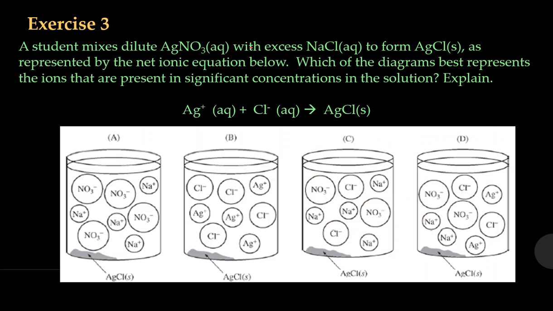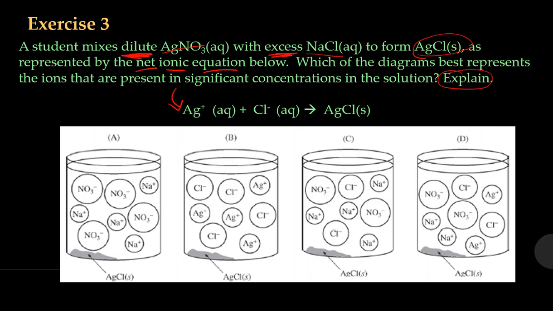All right, so looking here, exercise 3, this is another way they could represent it. Another multiple choice way. Of course, I added in the explain part. All right, so we have silver nitrate and sodium chloride. Look for these keywords too. This is a reaction because it's mixing, and you have dilute and excess to form silver chloride, and it's represented by the net ionic equation here.